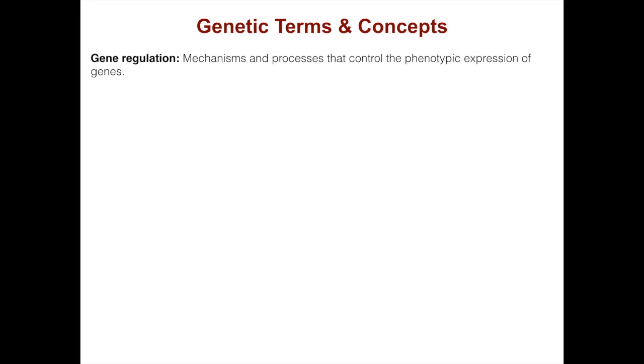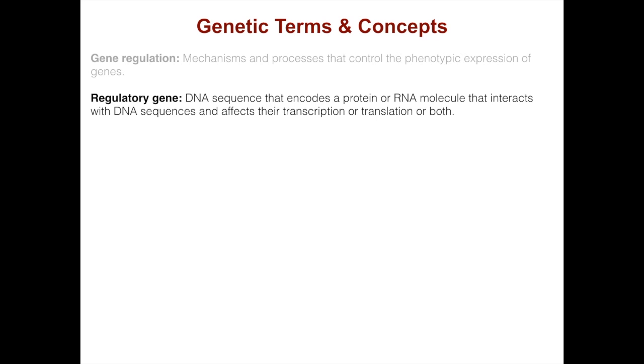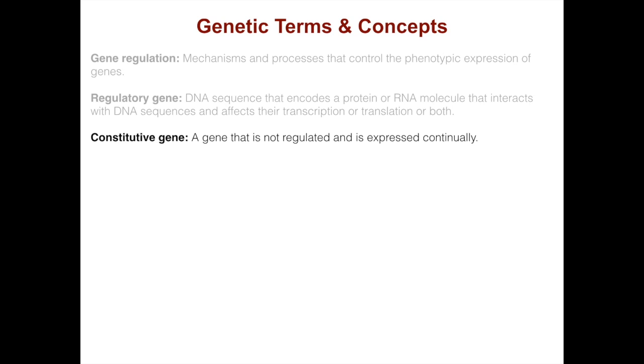Here are some genetic terms and concepts I think you should know. Gene regulation: mechanisms and processes that control the phenotypic expression of genes. Regulatory gene: DNA sequence that encodes a protein or RNA molecule that interacts with DNA sequences and affects their transcription or translation, or both. Constitutive gene: a gene that is not regulated and is expressed continually. Domain: a functional part of a protein.